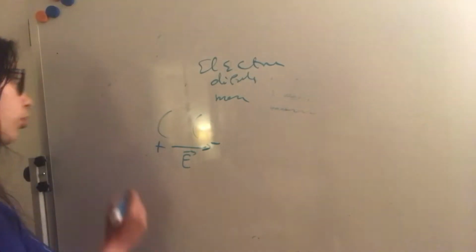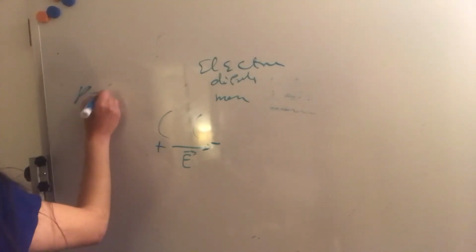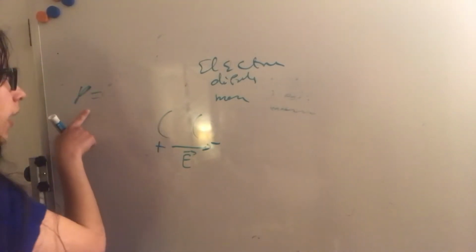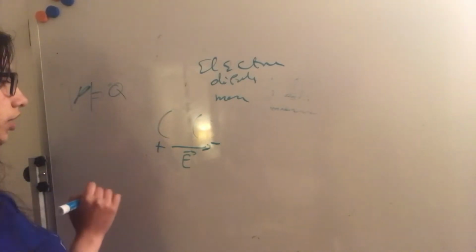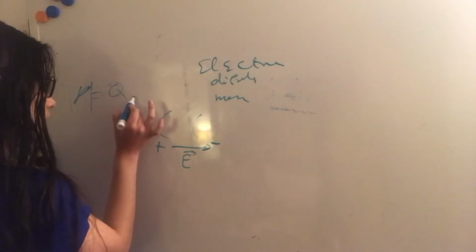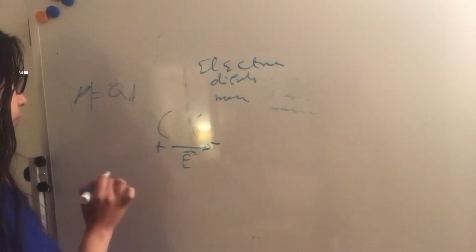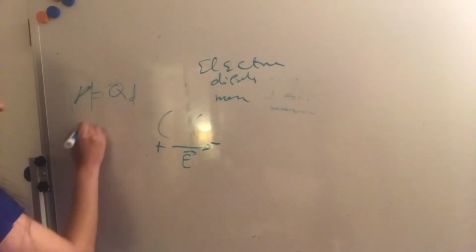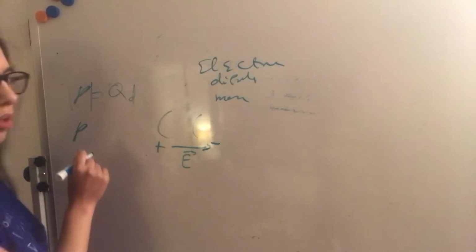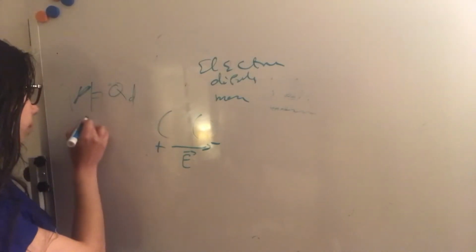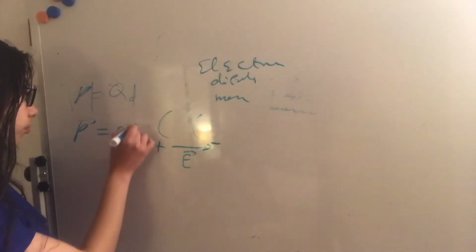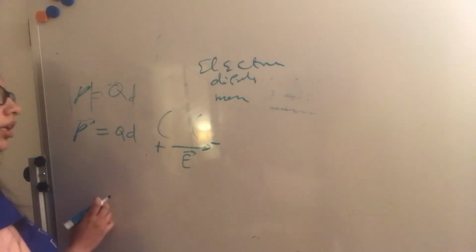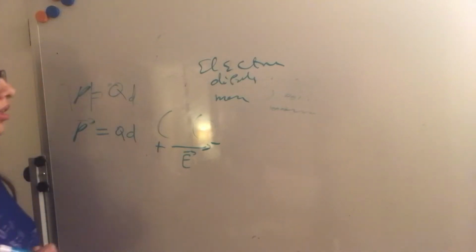The electric dipole moment, written with a letter P, has a magnitude that is the charge times the distance between them. We will say that the electric dipole moment is a vector that has this magnitude, and the direction is in the direction of the electric field.